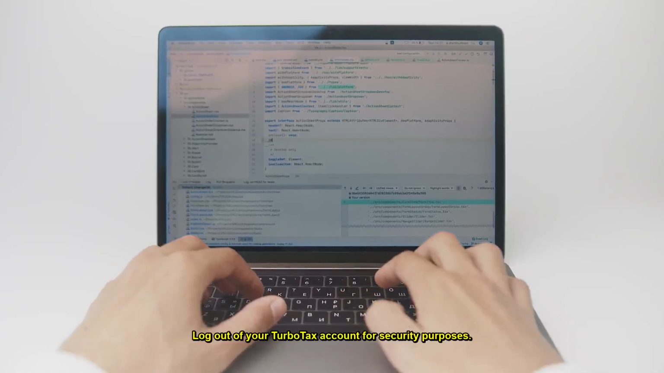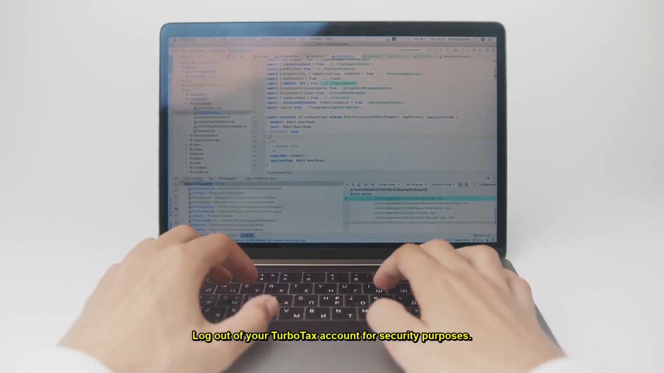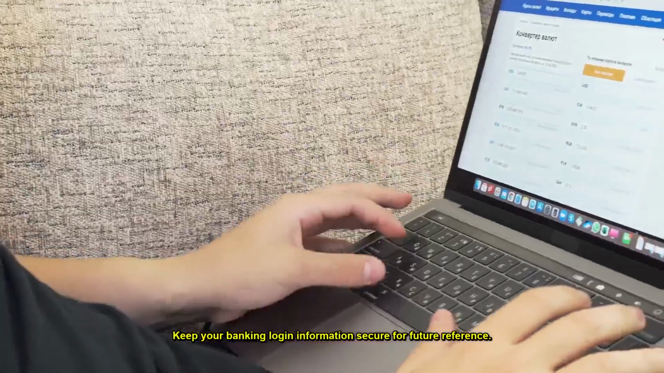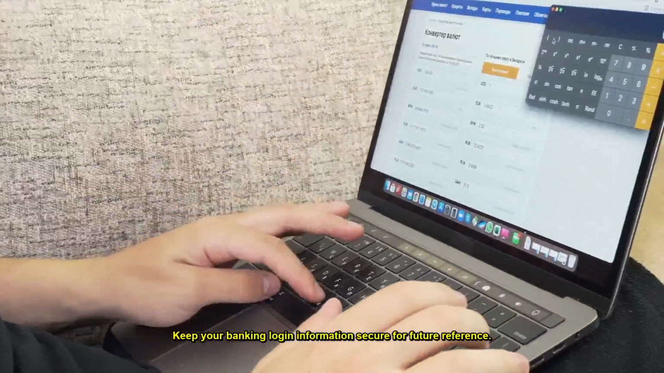Log out of your TurboTax account for security purposes. Keep your banking login information secure for future reference.